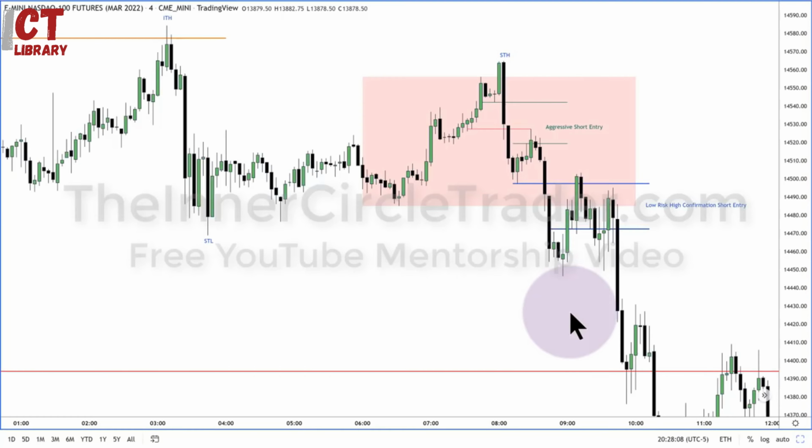You want to be working with the tide. You want to be moving with the ebb and flow of these markets on a higher time frame, because that daily chart, if you understand that daily chart, let's go back up to it.